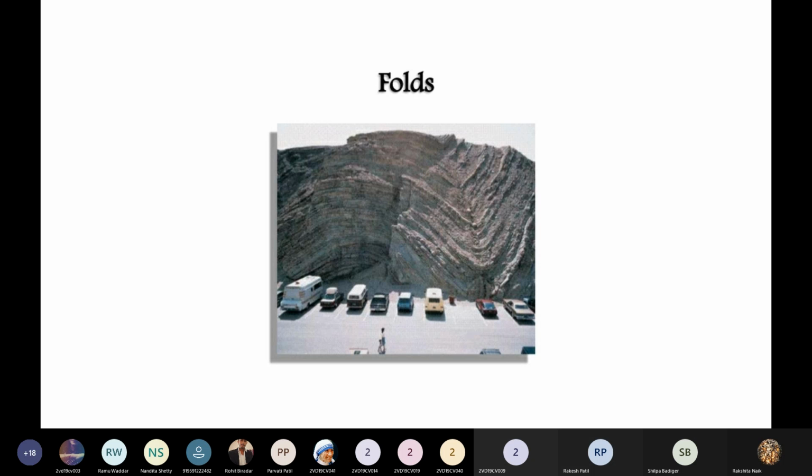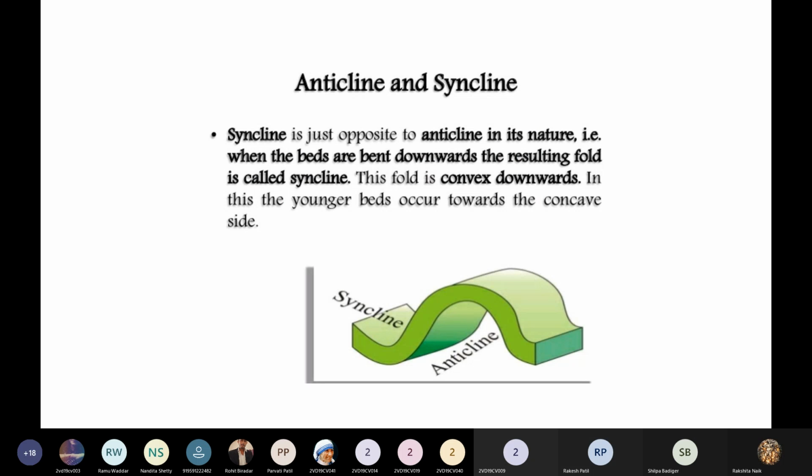In folds, there are two types: anticline and syncline. If the bending curvature is above the surface, then it is called an anticline. You can see it in this diagram. If a basin forms, meaning the bending goes downwards, then it is called a syncline.